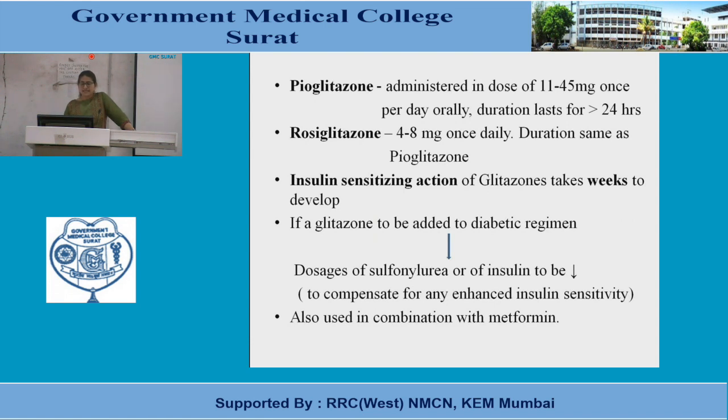The insulin sensitizing action of glitazones might take some weeks to develop. If glitazones are added to diabetic regimens, then the doses of the other drugs to which they are added, like sulfonylurea, or even insulin, have to be decreased, because glitazones will enhance insulin sensitivity and thereby might cause hypoglycemia through their effect with insulin and sulfonylurea. So their dose should be decreased, and they can also be used in combination with metformin, that is, biguanides.